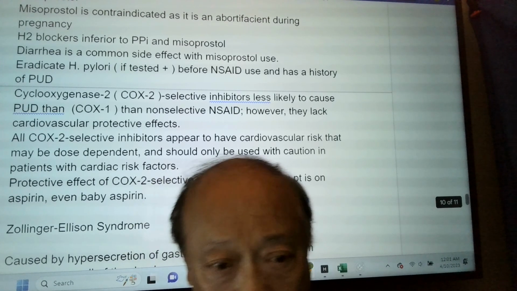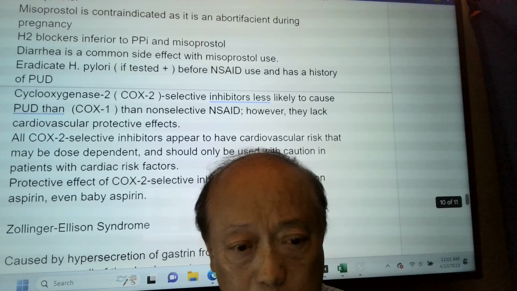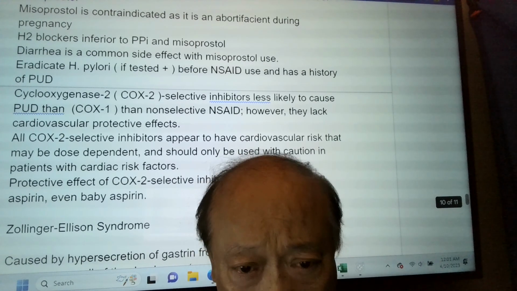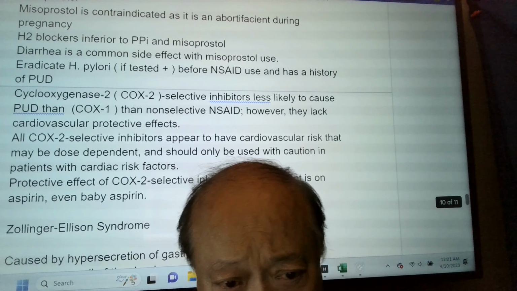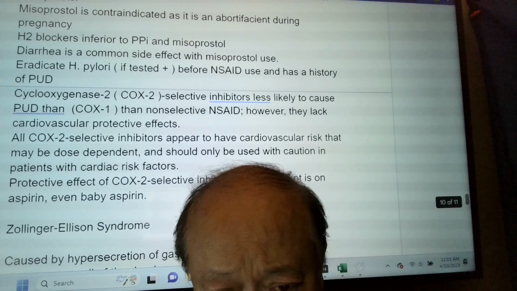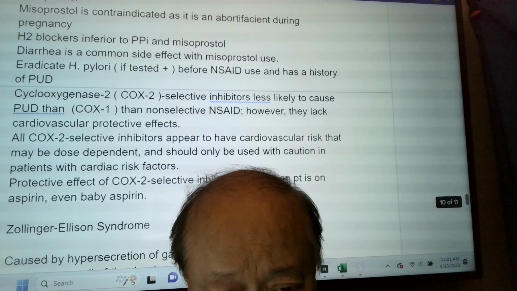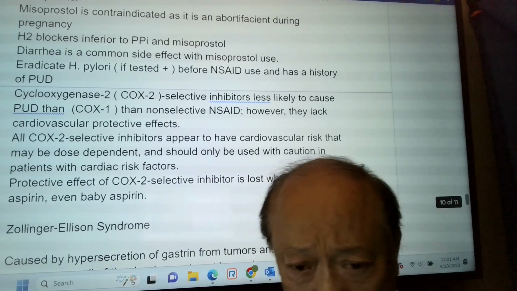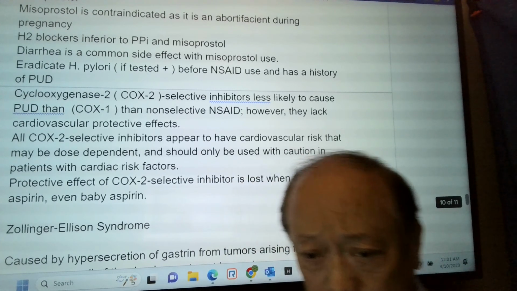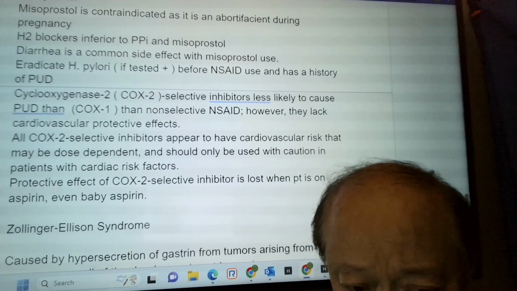However, they lack cardiovascular protective effects. So, all COX2 selective inhibitors appear to have cardiovascular risk that may be dose dependent and should only be used with caution in patients with cardiac risk factors. The protective effect of COX2 selective inhibitors is lost when the patient is on aspirin, even baby aspirin.